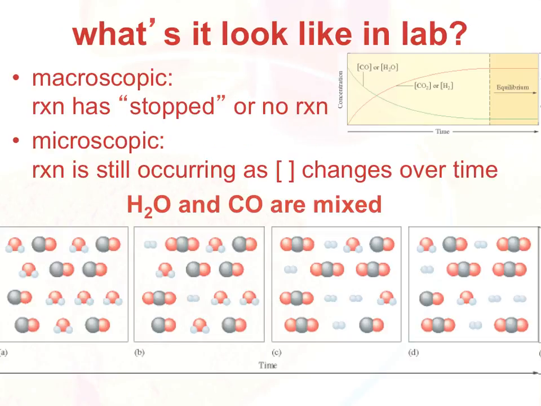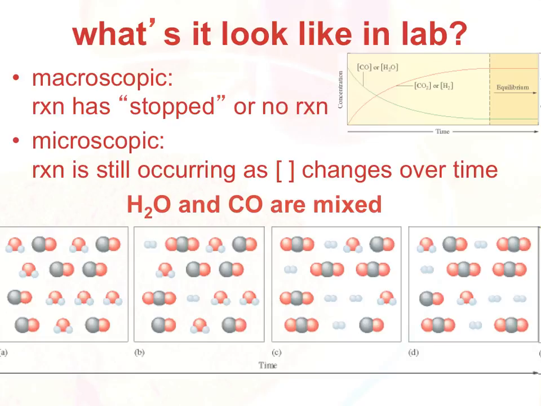So what are we going to see in a laboratory when we reach equilibrium? Basically, there are two views: the macroscopic and the microscopic. The macroscopic view is what we're going to see with our naked eye. To us, we're going to look at that reaction flask or beaker or what have you, and we're going to observe that it seems as if the reaction has stopped or no reaction is occurring. Basically, the color change that might occur will remain the same and remain constant.